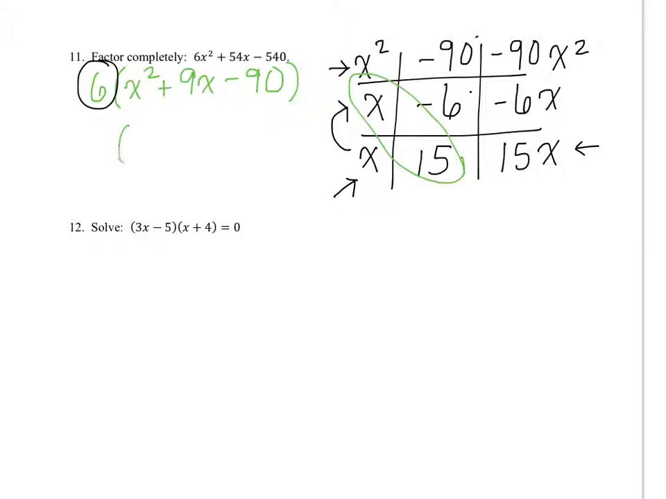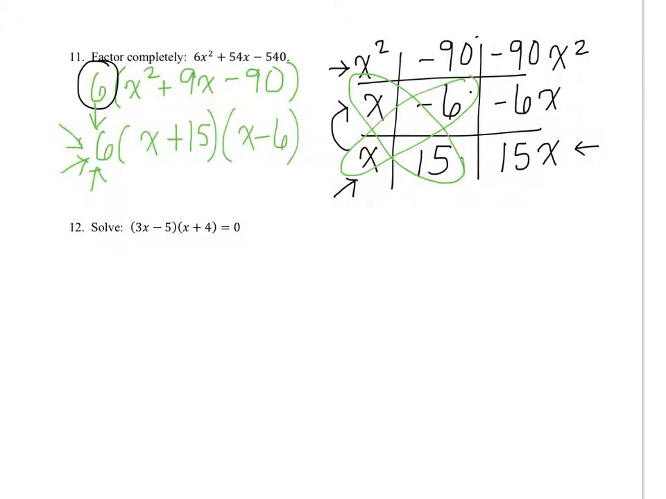So we have an x plus 15 times an x minus 6, and then don't forget to bring that 6 down. So you can do it using tic-tac-toe, just don't forget to bring what that greatest common factor was out.